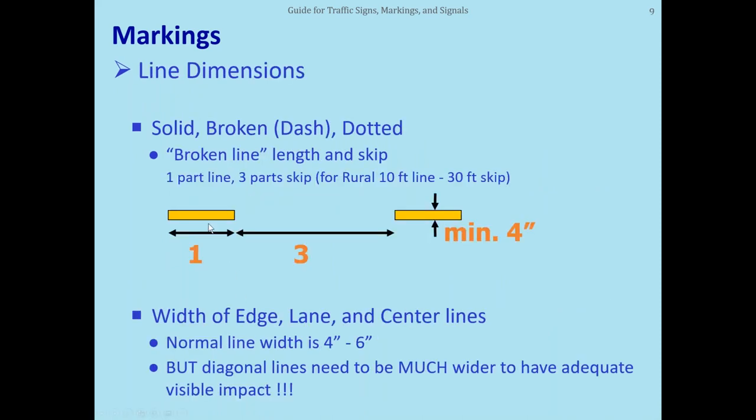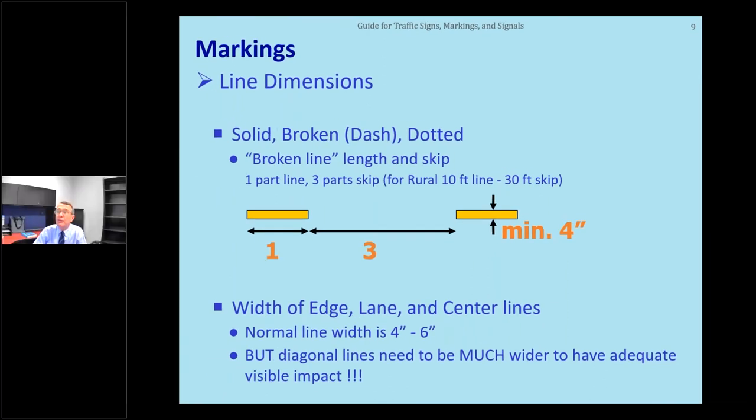The common pattern for broken lines is one part line and three parts skip. This often translates into a 10-foot line, a 30-foot omission, another 10-foot line. And the lines are to be at least 4 inches wide. In recent years, we have started to see more applications of wider lines, perhaps going up to 6 inches wide. Now, this is for edge lines and lane lines. Lines that are diagonal need to be much wider in order to have an adequate visual impact.